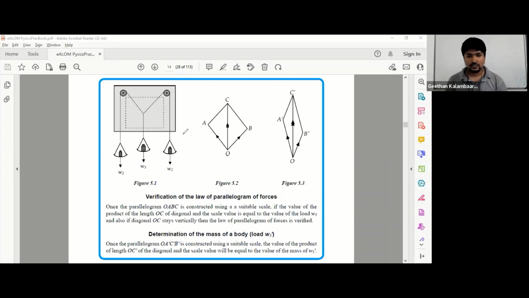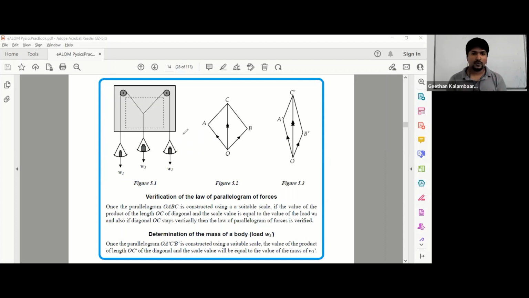Right. So once you do that check, then you attach the strings, and then you put the three weights like this, as shown in the diagram. So there's another way to check whether significant friction is there, by using these weights as well.